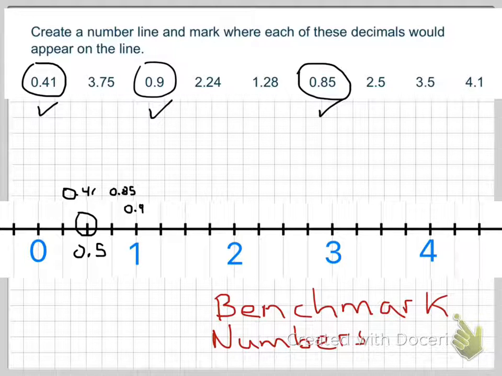Okay, so we're done 3 of our numbers. Now we can work in the next area. We'll just go across the number line from left to right, from least to greatest.